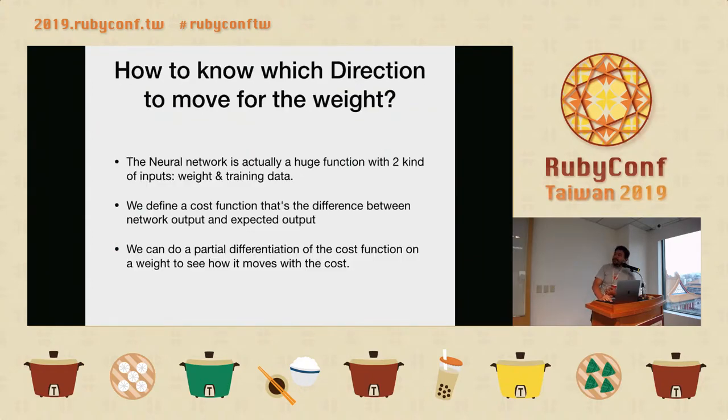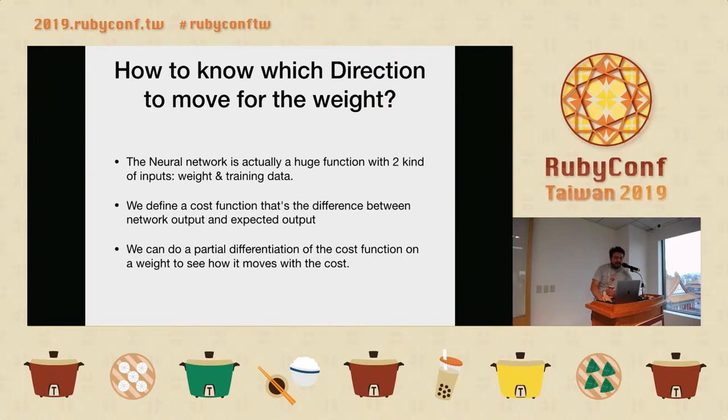But how do we know which direction to move the weights? The neural network is actually a very huge function. You can see we have a lot of functions connecting to each other. And for that big function, we have two kinds of input. One is the weights, which will be adjusted during the training. And the training data is actually another type of input.